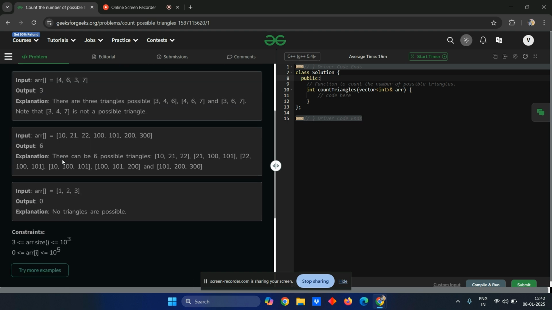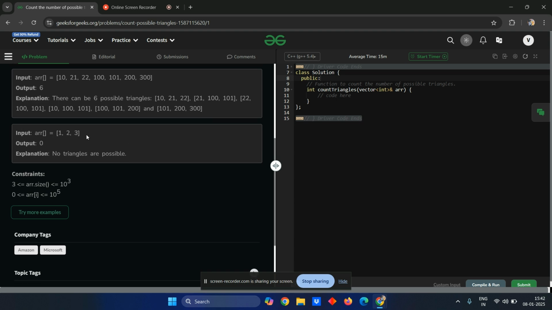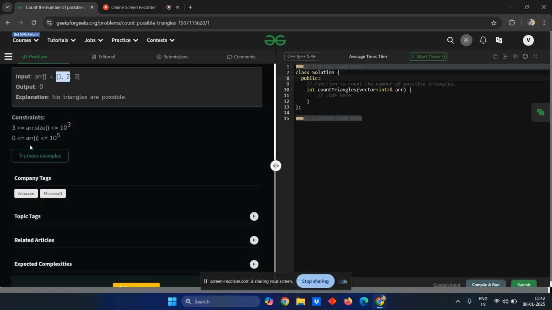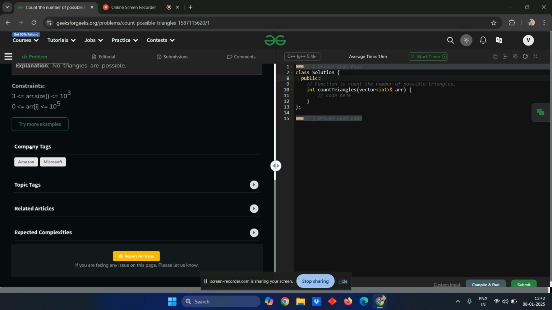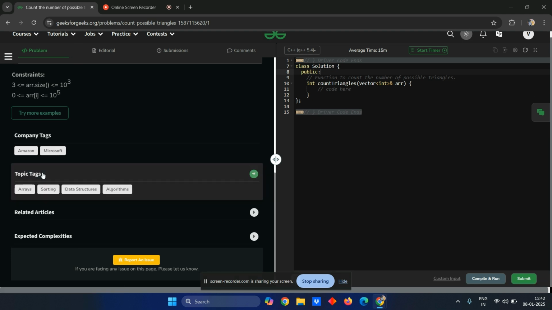Here is another example: 10 21 22 100. And if you're talking about the third example, 1 2 3, here we only have three sides, and if we check two sides, let's say 2 plus 1 is 3, so we get the equality condition here. It is a very important question, and it is asked in companies like Amazon and Microsoft. So it is really an important question.